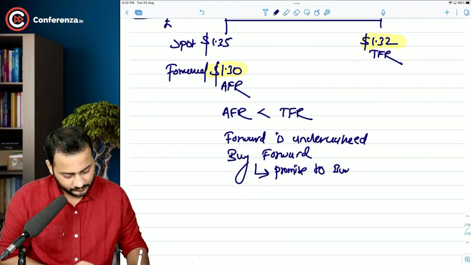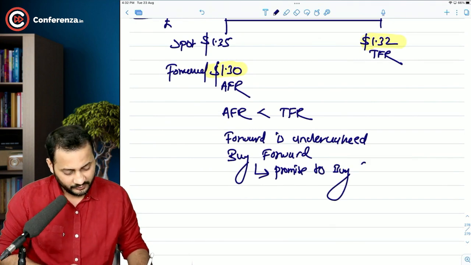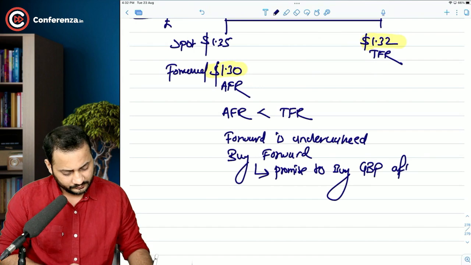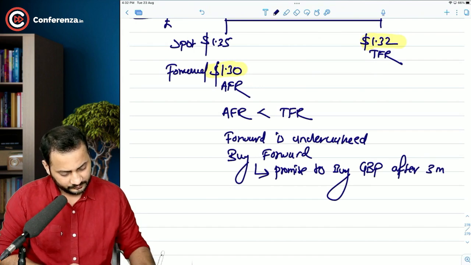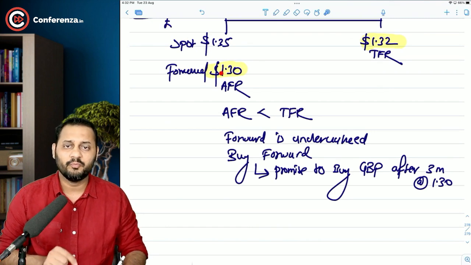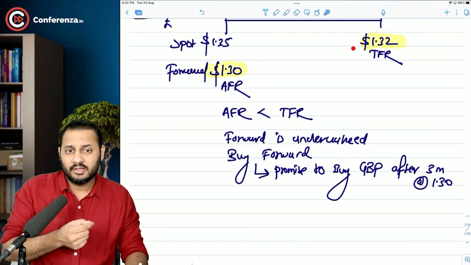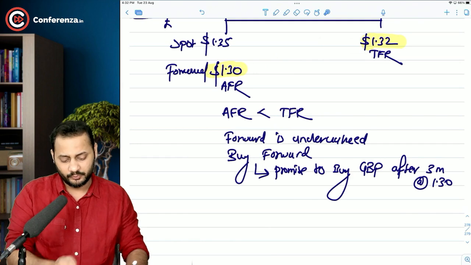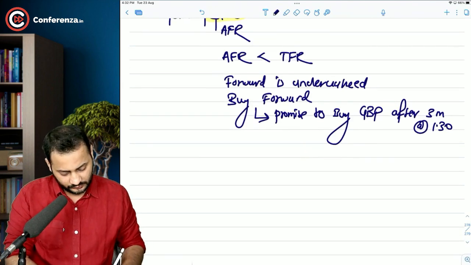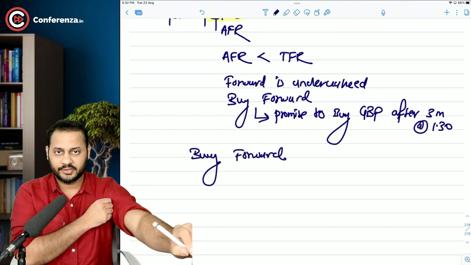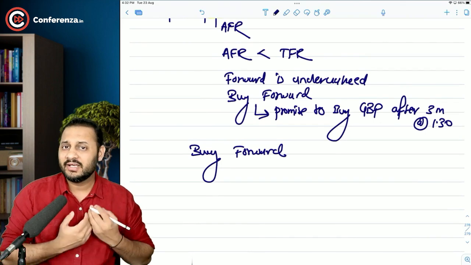Buy forward means promise to buy the asset, which is GBP, pound in this case, after 3 months at 1.30. Obviously, it makes sense that since this is the lower rate for pound, we would want to buy it and sell it at this price. We would want to buy it at 1.30 and sell it at 1.32. So, the position that we are going to take is buy forward today, and we will close it by selling it.